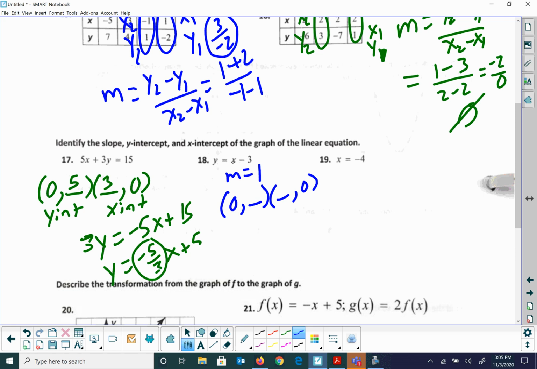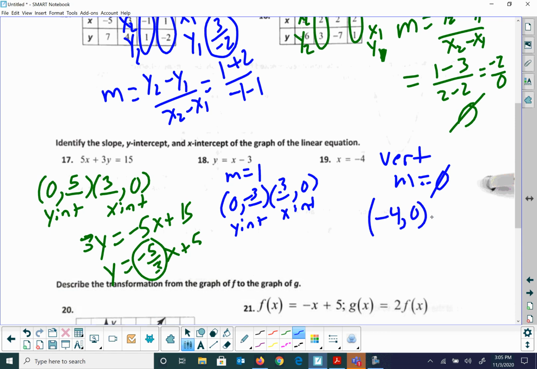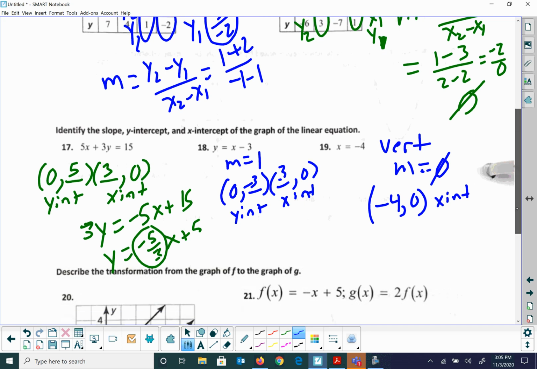So this is an x value, so 0 minus 3, that's -3. So that's my y-intercept. And then this one, this is a y value, so I'd get 0 equals x minus 3. So I'd have to add 3 to both sides. So that's my x-intercept. This one is a vertical line. So vertical lines have an undefined slope. The only thing this has is -4, 0 as an x-intercept. It does not have a y-intercept. It goes parallel to the y-axis.